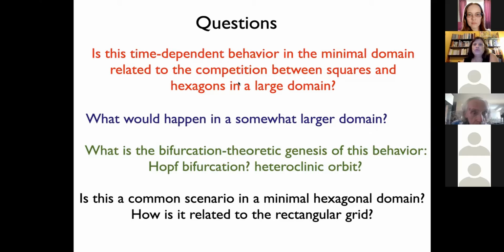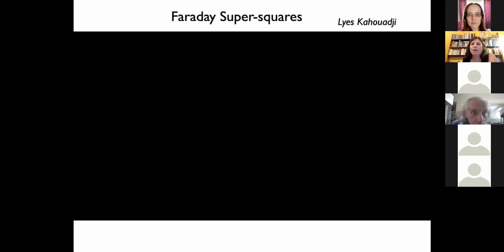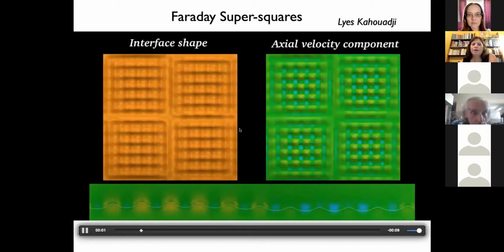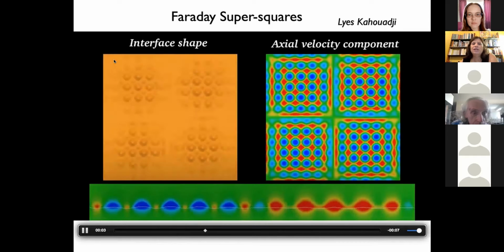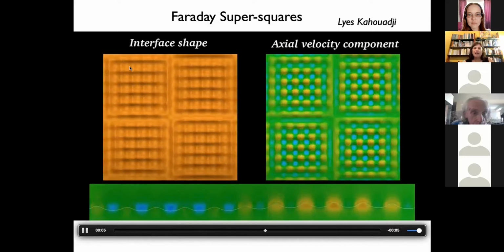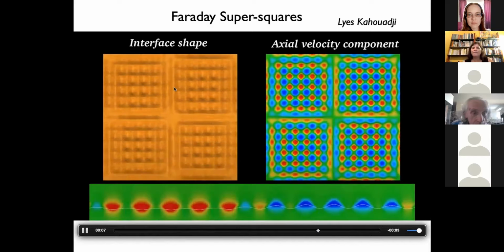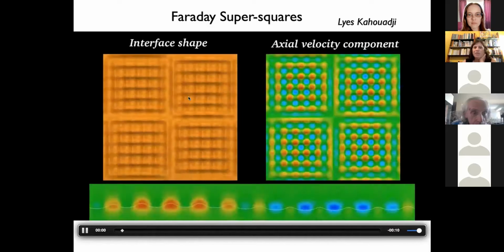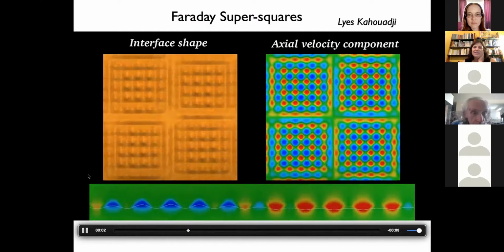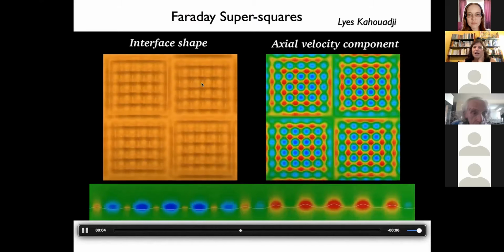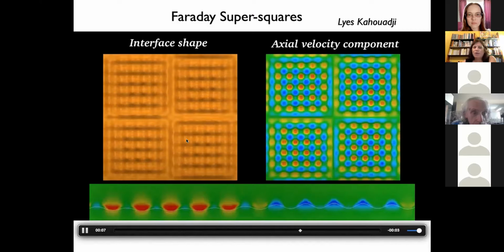And now I pass to the other exotic patterns that we have found. My colleagues wrote a larger code; this was a minimal domain, a single hexagon. They really like parallelization, and so they wrote a code that was capable of doing many iterations, many repetitions of a pattern. And this is in a large square, which is about 10 wavelengths by 10 wavelengths.